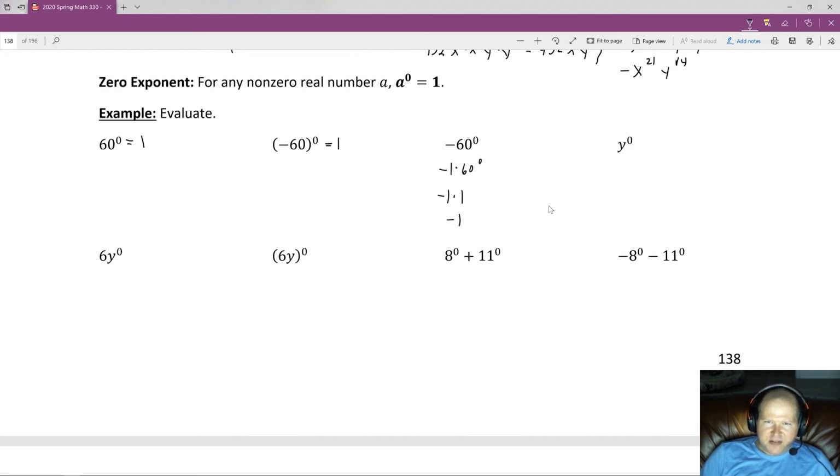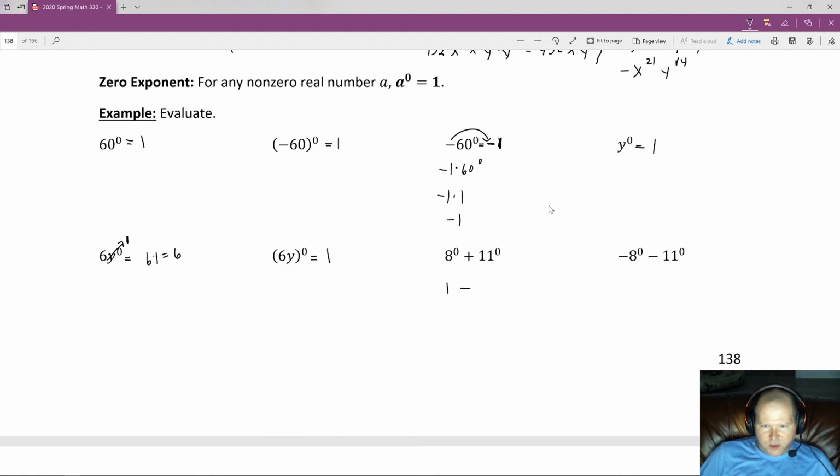So effectively, the negative is just carried forward, right? And we bring over the 1. So we have y to the 0th power, which is still 1, right? Over here, we have 6 times y to the 0th power. So the y to the 0th power turns into a 1, and then you end up with 6 times 1, which is just 6. Over here, we have 6y within parentheses to the 0th power, so it brings the whole thing to a 1.